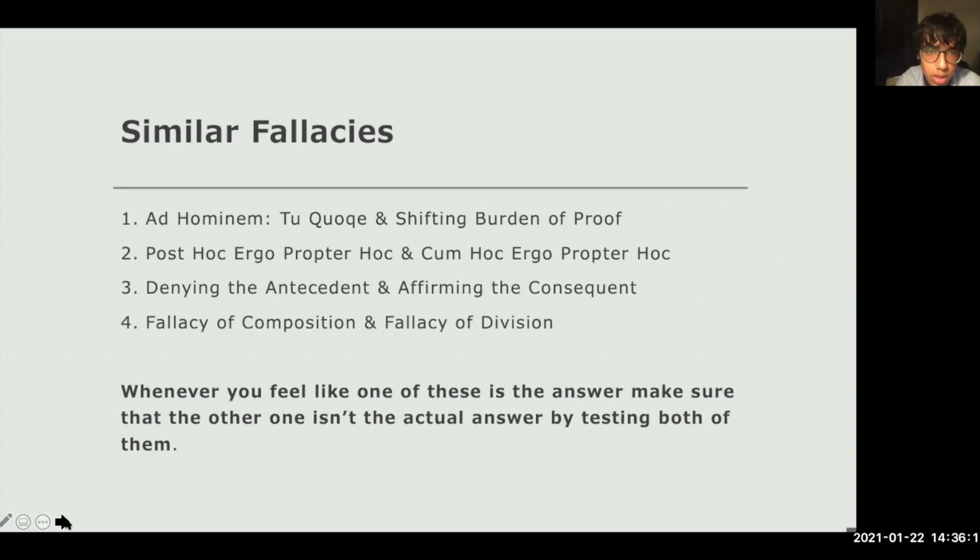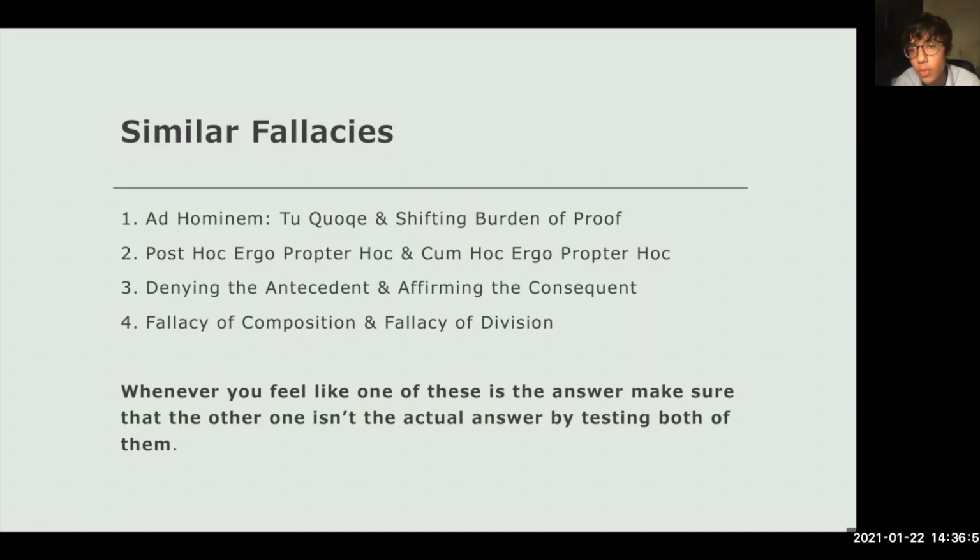Okay, similar fallacies. Ad hominem, tu quoque, and shifting burden of proof. Those two, people often confuse them on the test. So if you feel like you got ad hominem or tu quoque on the test, then you should always test shifting burden of proof to make sure that that isn't actually the correct answer. Similarly, post hoc ergo propter hoc and cum hoc ergo propter hoc are very similar in names as well as in what they do. So you should always test both of them again.